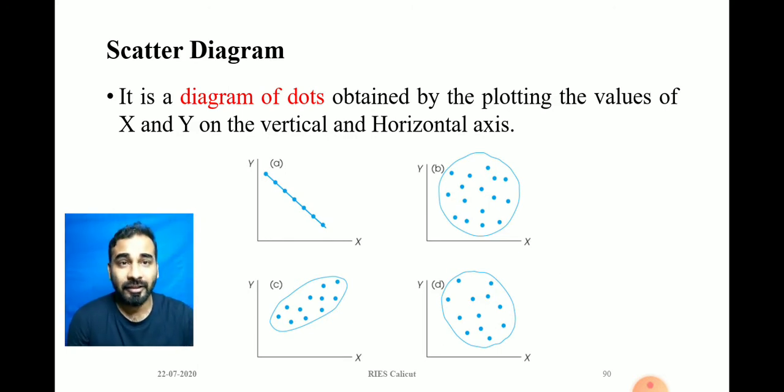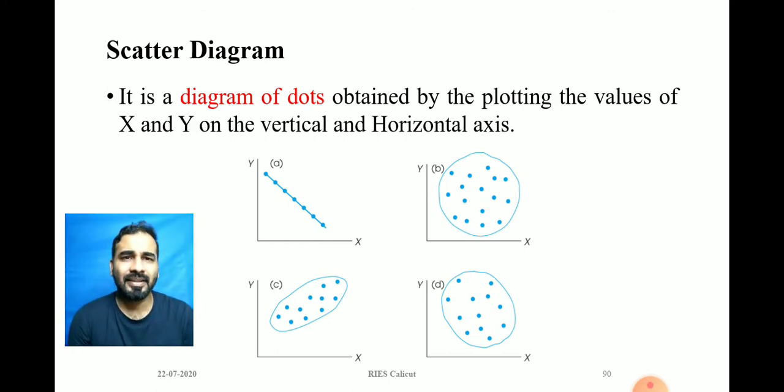In the first case, look at the case of A. All the dots are on a straight line, from positive to negative. So we can say that there is a negative correlation. Look at C.